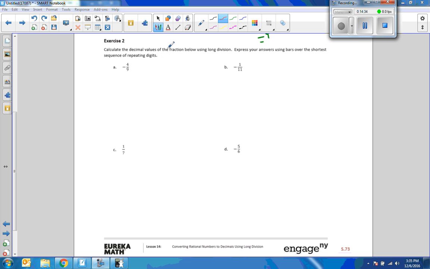Okay, so hopefully you've done these four problems. If you needed help, someone in your group could have helped you. Check your answers with someone in your group to see if you got the same answer. If you got something different, investigate as to why.